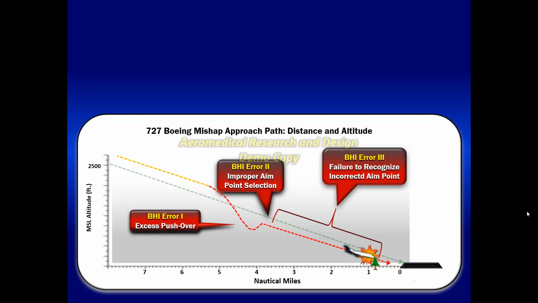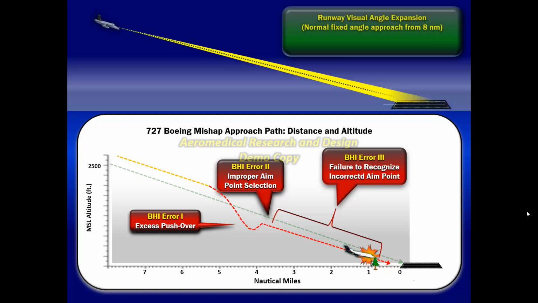Based upon the 727 mishap flight crew's actions, it appears that in addition to committing all 3 black hole spatial errors, both pilots were disoriented by the runway fixed visual angle illusion, often described in existing AeroMedical training literature. In the early 1960s, researchers discovered that during a normal fixed-angle approach, the visual angle created by the near and far ends of the runway expands as the approach distance and altitude decreases.